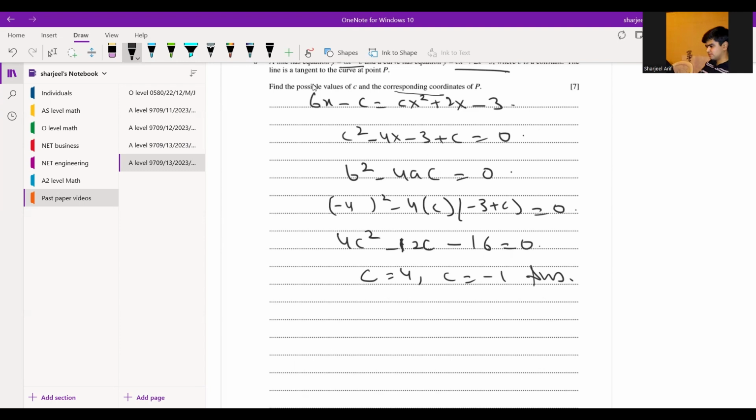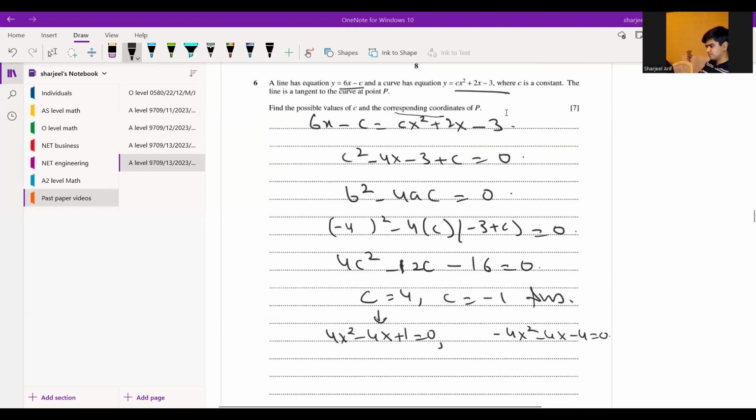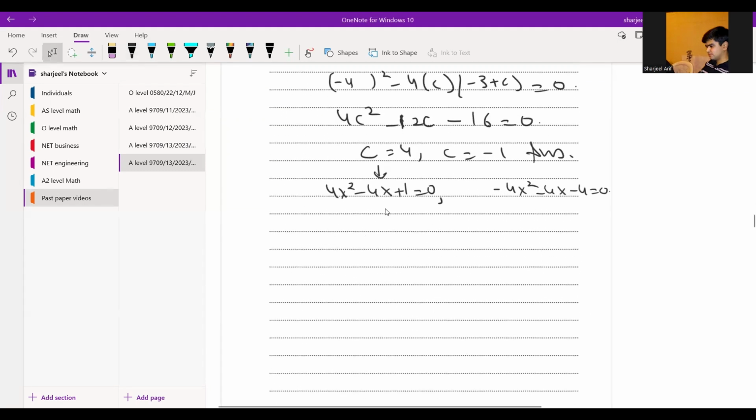So if c is 4, the equation will become 4x square minus 4x plus 1 equals to 0. And if it is minus 1, it will become minus x square minus 4x minus 4 equals to 0. So now we will simplify these two. We will apply factorization. 2x minus 1 whole square, 2x plus 1 equal to 0. So the value of x will be 1 by 2.